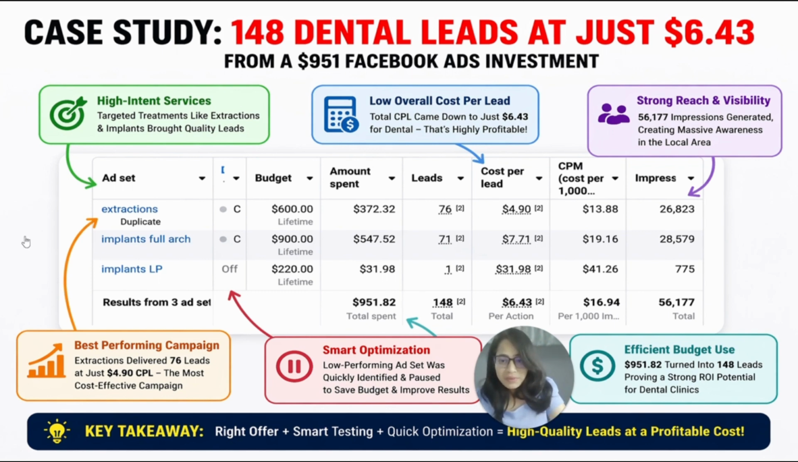So, over a short period, we spent around 951 bucks and generated a total of about 148 leads, which brought our average cost per lead down to just 6.43 bucks. And if you understand how dental practices work, even a small percentage of conversions from these leads can generate a significant return, especially when we are talking about treatments like implants.